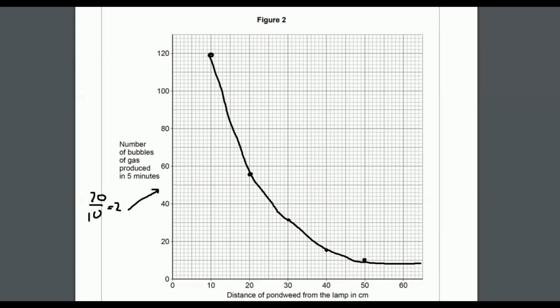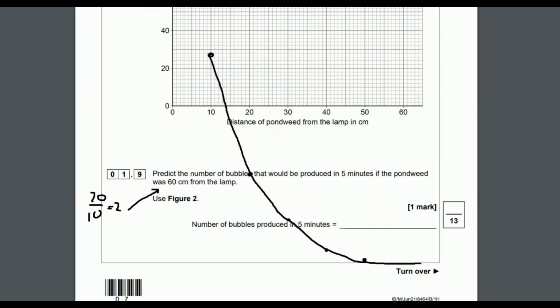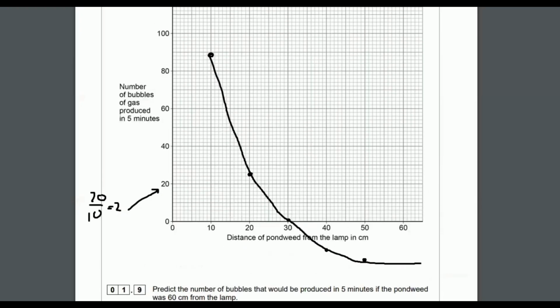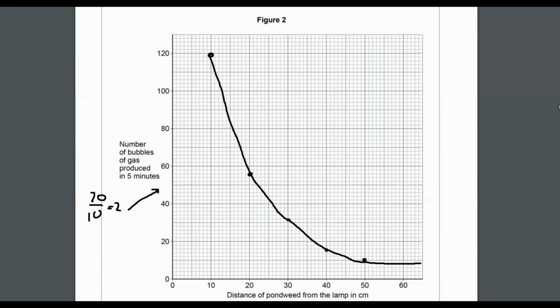So what we're going to do next, I'm just going to scroll down here, predict the number of bubbles that would be produced in 5 minutes if the pondweed was 60 centimeters. So we want to come back up. Boom, I can. So what you're going to do now is draw a little dot here and go, right, what's the number of bubbles? I'm going to draw a line across. So essentially, we're plotting as if there was one done at 60 and it would be there. So I predict at 60 centimeters, the number of bubbles would be 8.